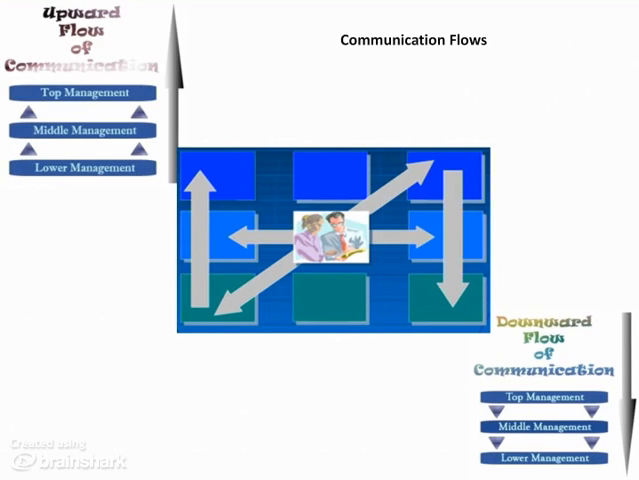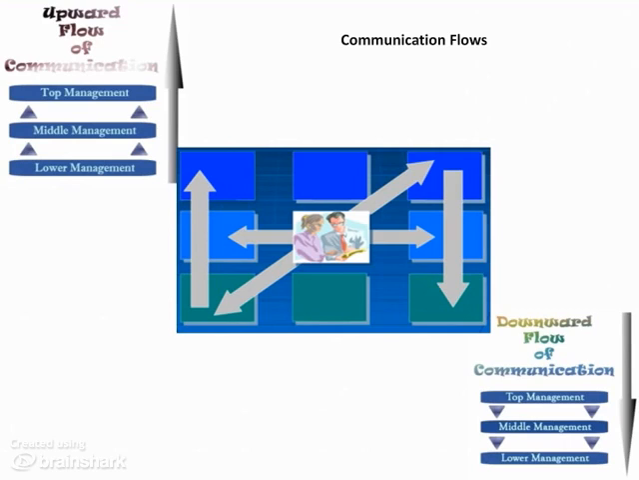In upward communication, that of course refers to messages that flow from subordinates to managers and supervisors. Upward communication must be accurate to be effective, and it has to be fast to be effective.